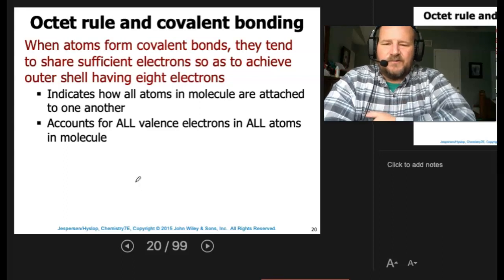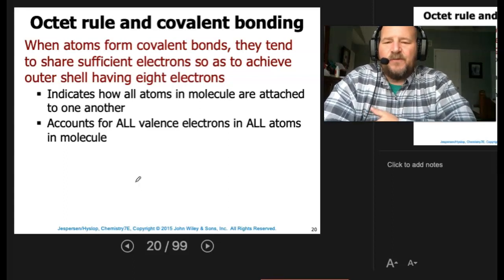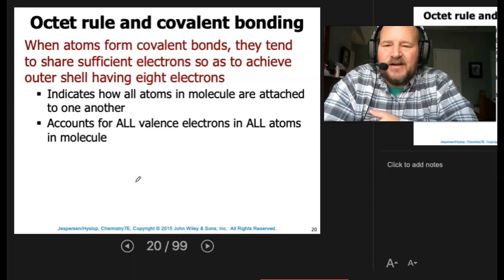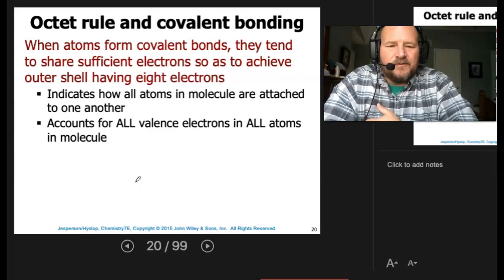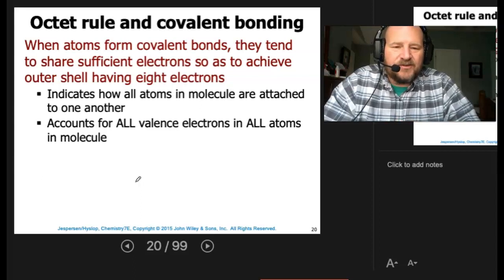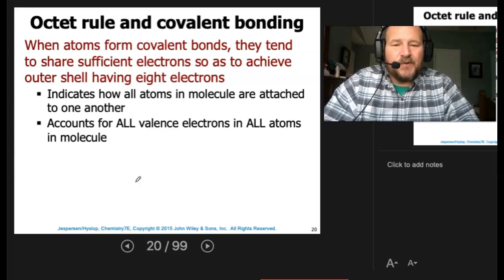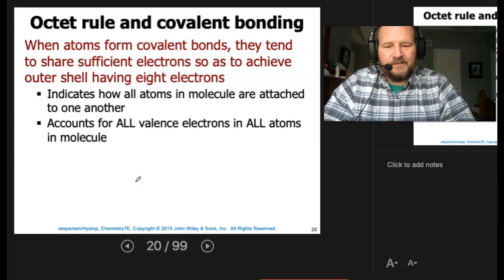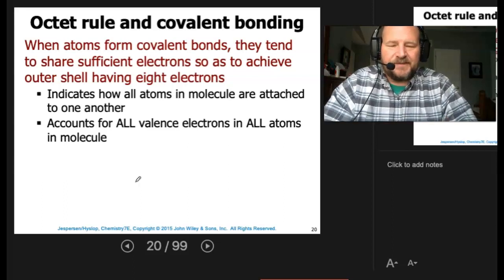All right, so the octet rule and covalent bonding: when atoms form covalent bonds, they tend to share sufficient electrons so as to achieve an outer shell having 8 electrons. So in other words, even though they're covalent compounds and we're going to share electrons, we're going to share them so that we can meet the octet rule. Now, we will share all of the electrons between the two atoms. So both atoms get to count both sets of electrons. That might seem a little weird, but I'm sure as we start to do some drawings, it'll make sense.